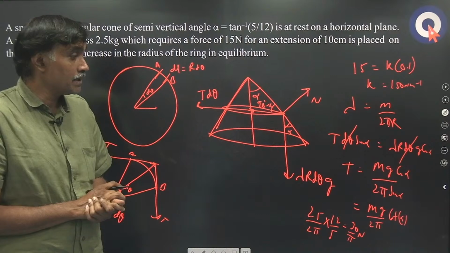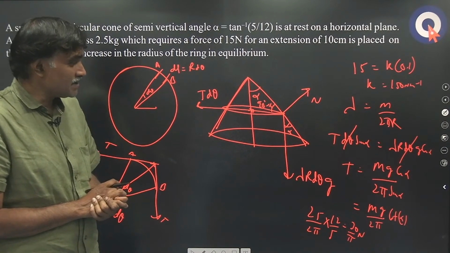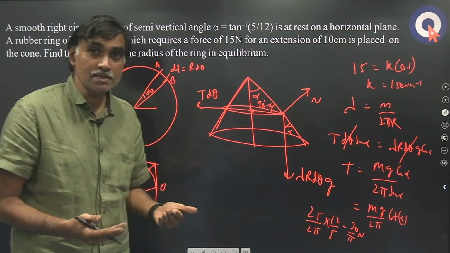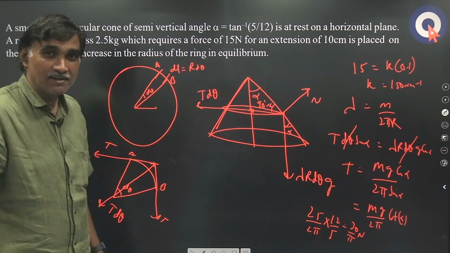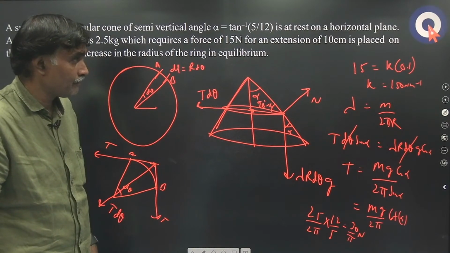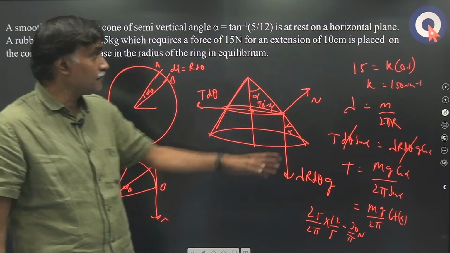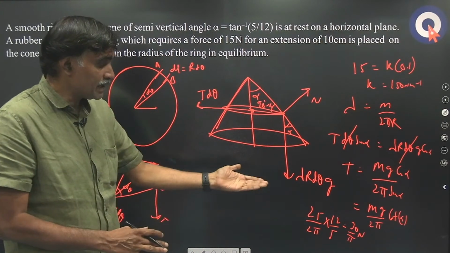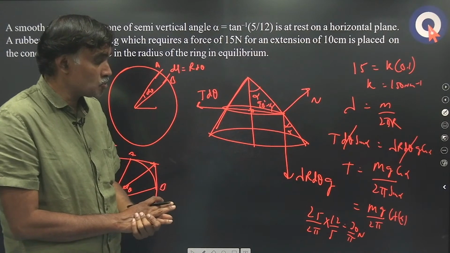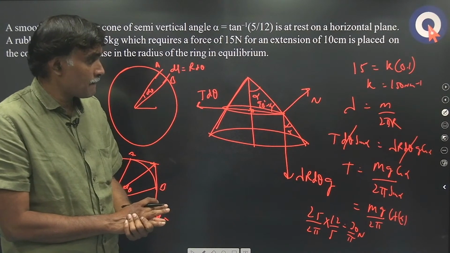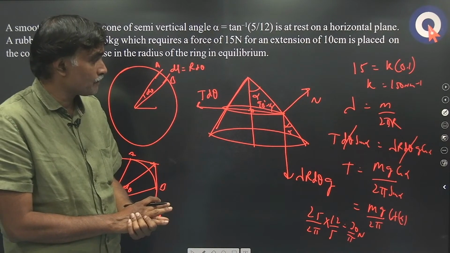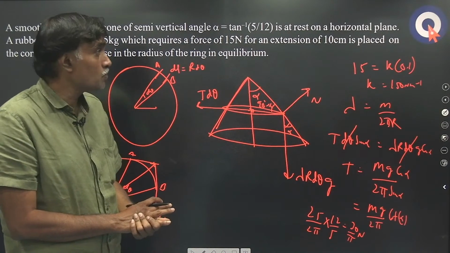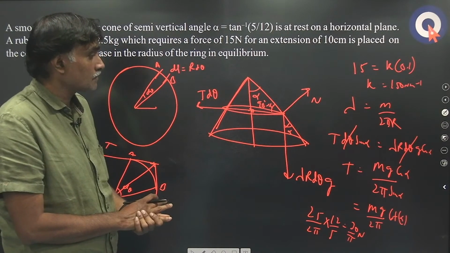Then what is increase in radius? They are asking only increase in radius. If original radius is r, what is increase in radius? Delta r. Okay. So if it is 15 Newton, the elongation is 30 centimeters. If it is 30 by pi Newton, what is it? It is 2 by pi times greater.